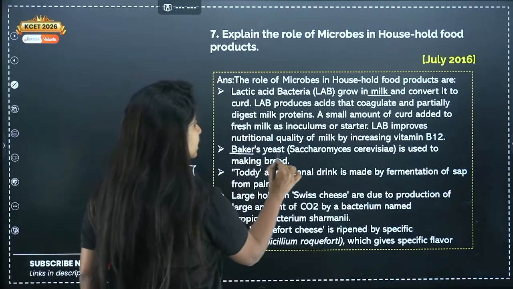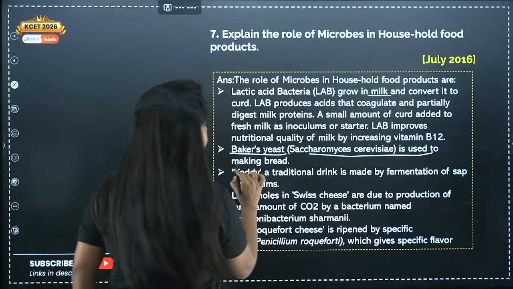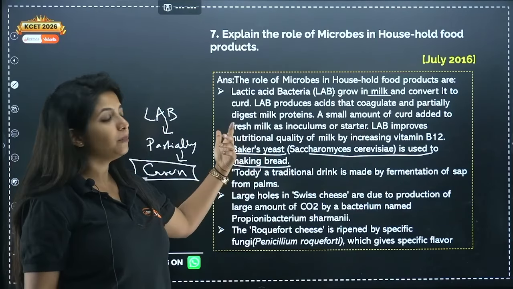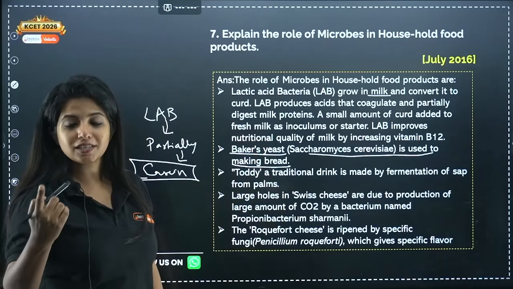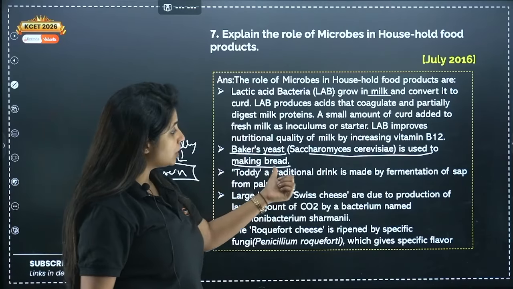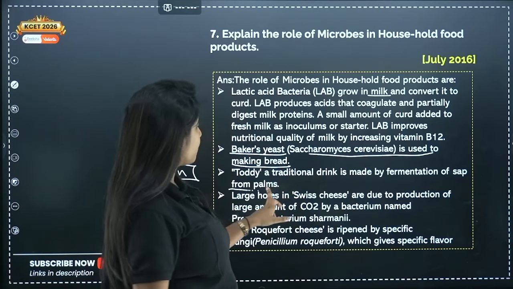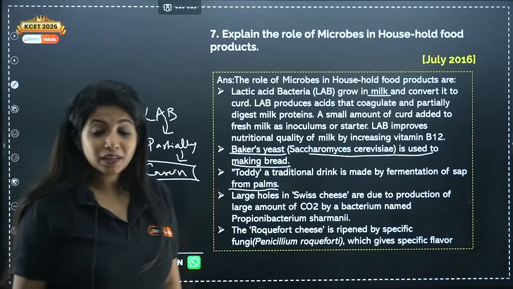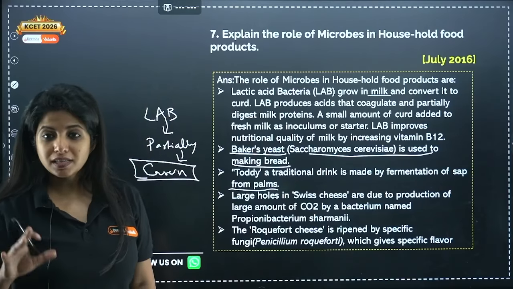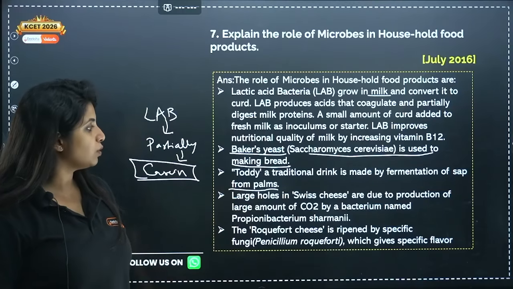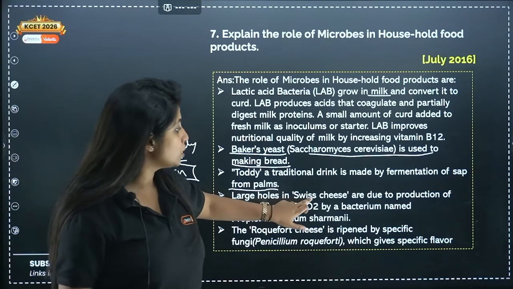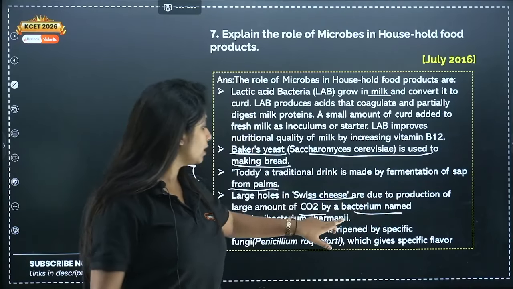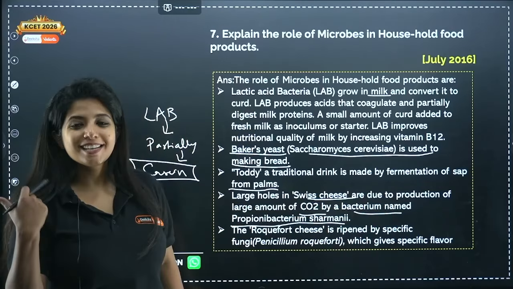Now, baker's yeast, Saccharomyces cerevisiae, is used for making bread. That's why you call it baker's yeast. In the brewery industry you call it brewer's yeast. Now, toddy, a traditional drink, is made by fermentation of sap from palms. Apart from that, there is fermented fish, bamboo stalks and things like that as well. Now, large holes in Swiss cheese are produced due to the production of a large amount of CO2 by a bacterium named Propionibacterium shermanii.